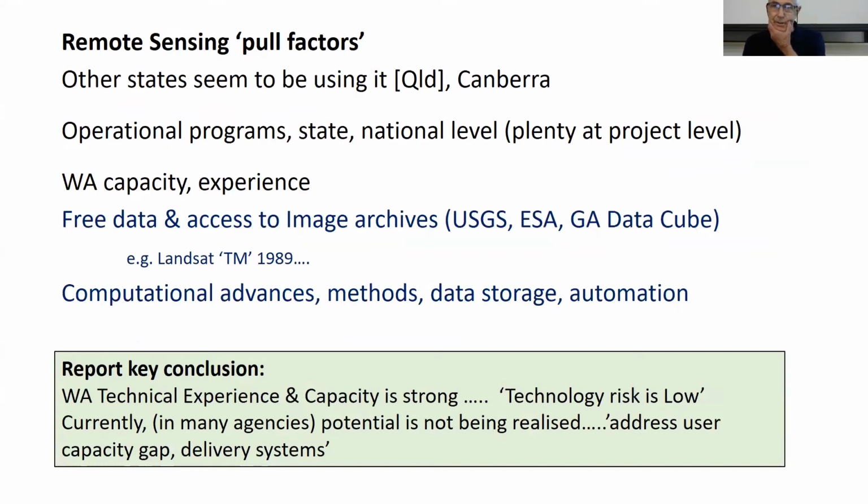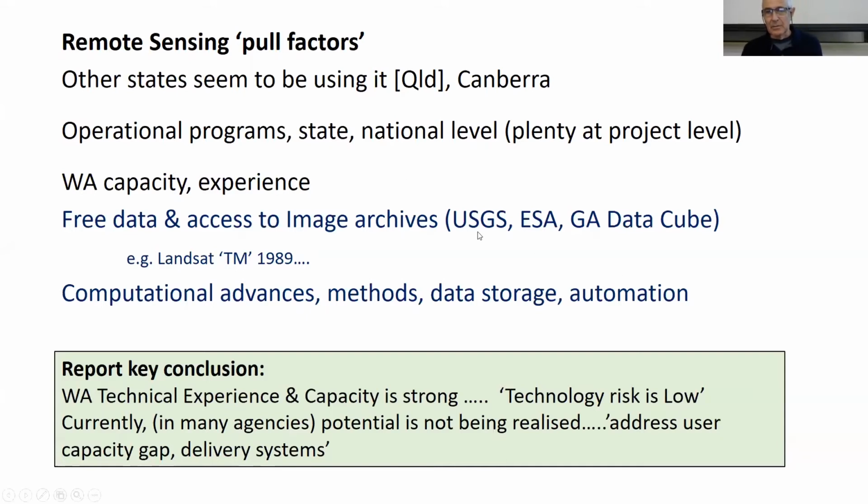There are also what you might call pull factors. My neighbour's got one, I'd like one too. People in state agencies know that there are functioning remote sensing systems operating in some states, particularly Queensland. There's a national system. There are national data sets now. So there are examples of operational programs at various levels, and there are lots of detailed projects at what we call project level, where remote sensing is providing information on vegetation and vegetation change. Technologically, there's also quite a capacity in WA, a lot of experience. And in recent years, there have been massive advances in the access to relevant data sets, free of cost, and to the pre-processing of that data.